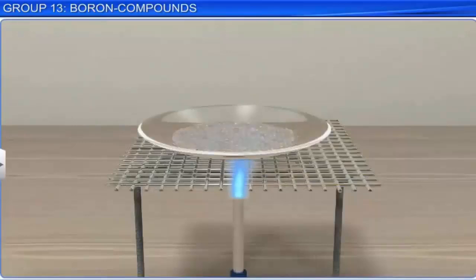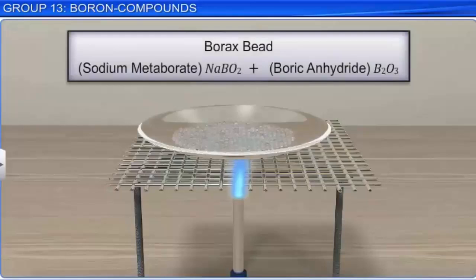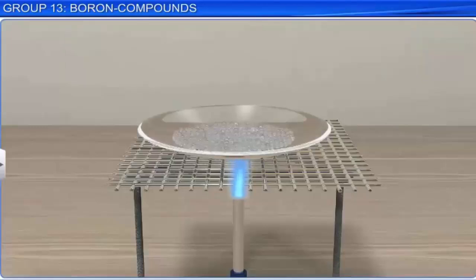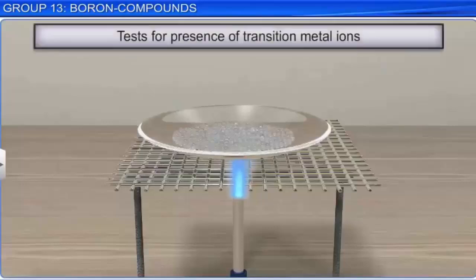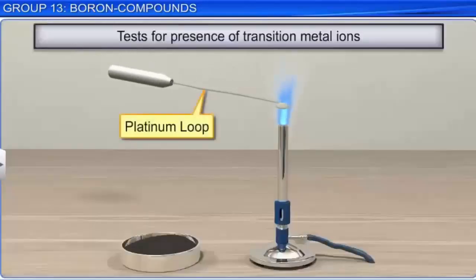When solidified, this is referred to as borax bead, which contains sodium metaborate, NaBO2, and boric anhydride, B2O3. The borax bead test is a qualitative way to test for the presence of transition metal ions. A platinum loop is used to heat a small sample of borax in a Bunsen burner flame until a borax bead forms.